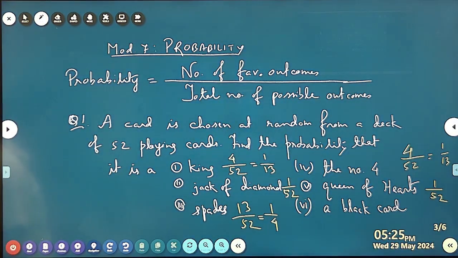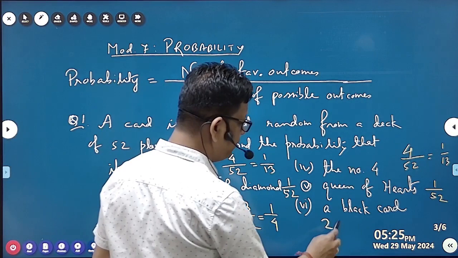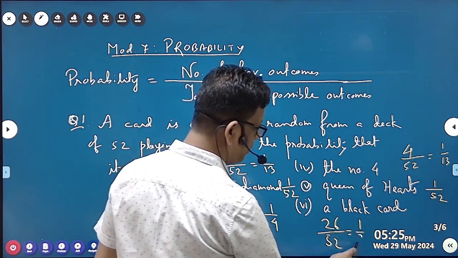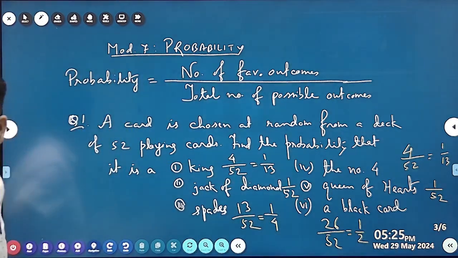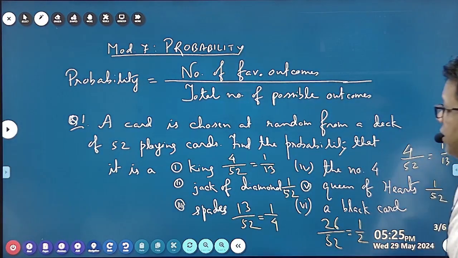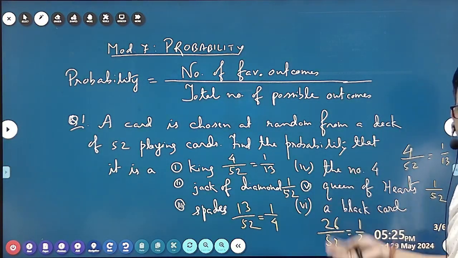A black card means the total number of black cards possible is 26 out of 52. So it is simply 1 by 2. Done? Alright. So here in this, one thing you observe very carefully, and that is with this only I am going to start the next topic.